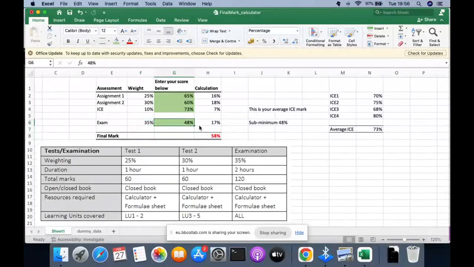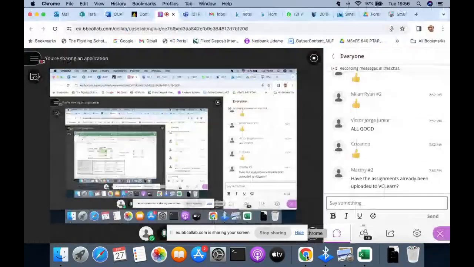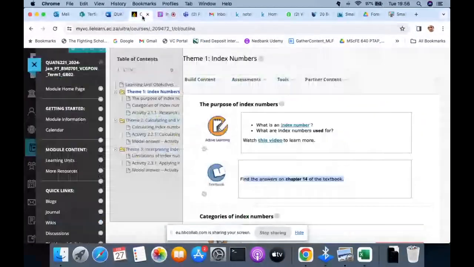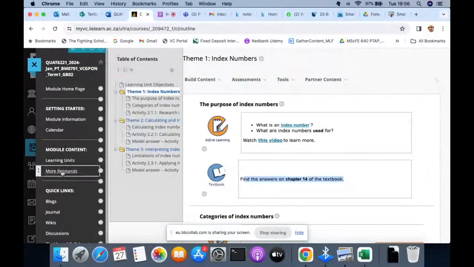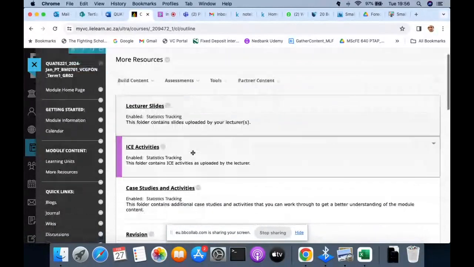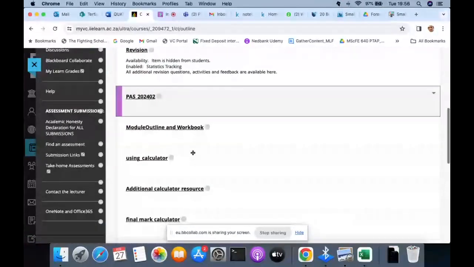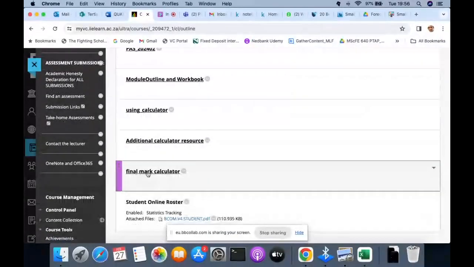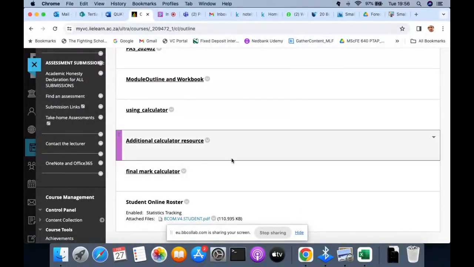I hope that makes sense. That's how you'd use this Excel. You just need to enter the marks here in this green column, and it'll give you your final mark here in red. I've made this available for you under more resources as well. If you go here, more resources, and under final mark calculator, if you click here, you can download this Excel and use it as a template to help you calculate your mark.